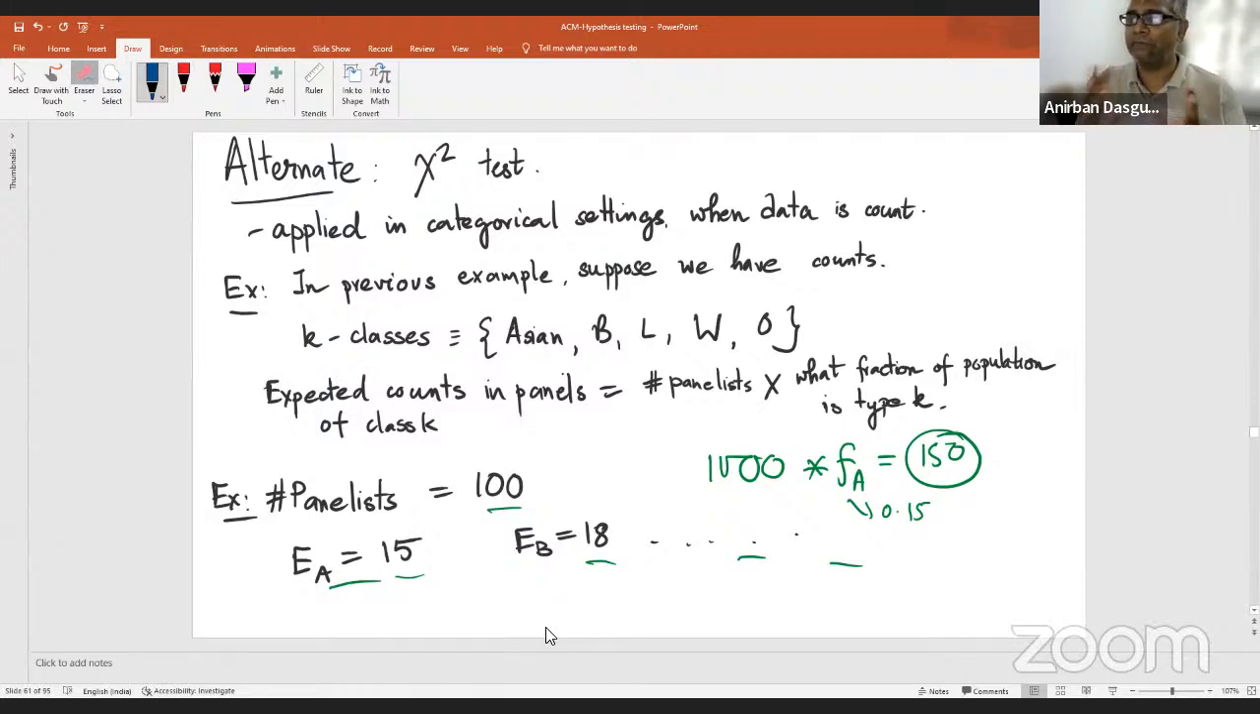For instance, you say, look, let us not worry about the fractions. Let us not normalize by the size of the panel a priori, right? Let us say that every panel consists of members from K classes, the Asian, the African American, Latino, white, others, and my data is the number of counts in each panel. I will normalize it, but in a slightly more clever way, right?